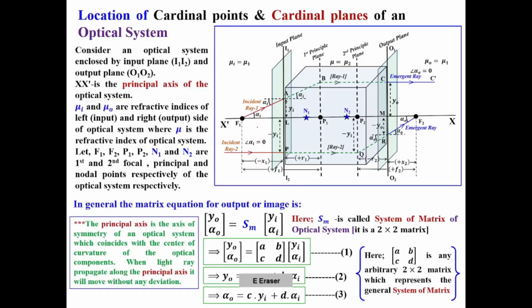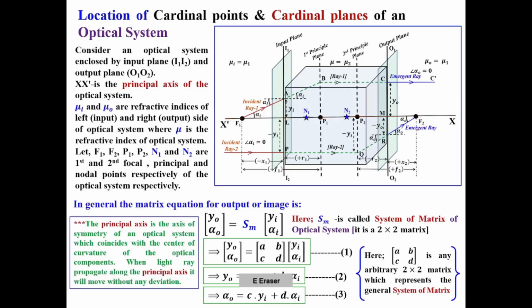And if a ray propagates along the principal axis like this, then it will move without any deviation. It will pass through the optical system, but it will not deviate anywhere. So from input plane to output plane, the ray will move undeviated if it propagates along the principal axis.